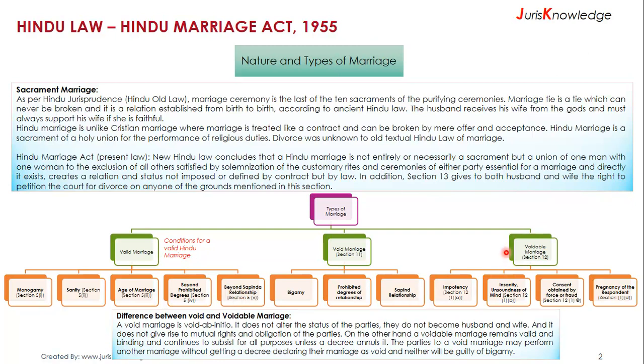The third category of marriages is the avoidable marriage, defined in section 12. Avoidable marriage is a marriage which can be cancelled at the option of one of the parties. The marriage is valid but is subject to cancellation if contested in the court by one of the parties to the marriage. And normally, these are the four scenarios in which one of the parties can go to the court and declare the marriage as avoidable marriage.